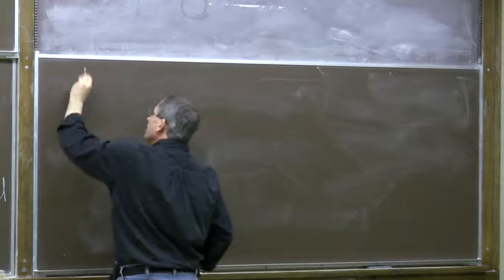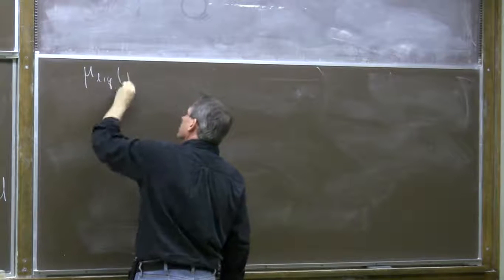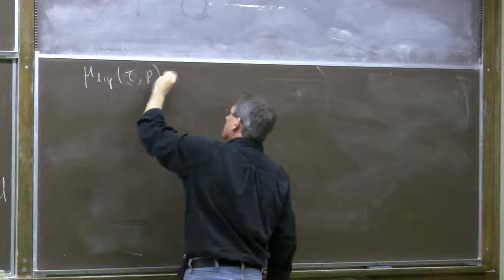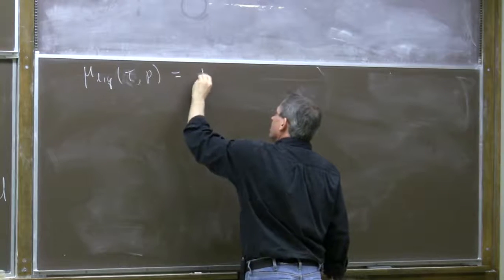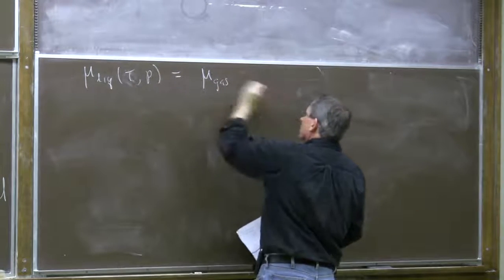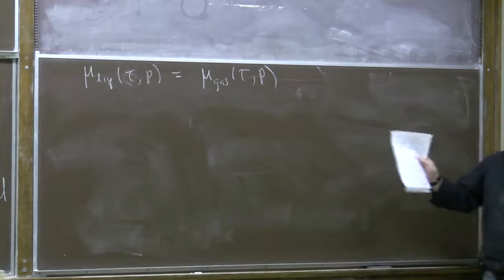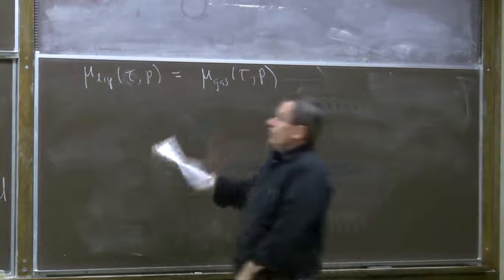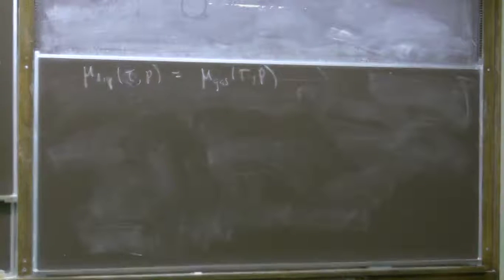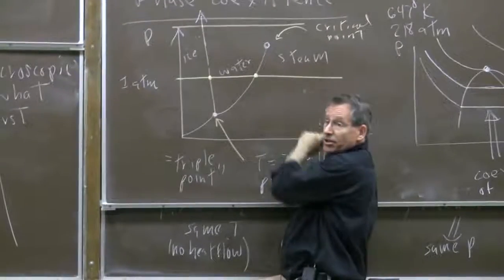Namely, the chemical potential of the liquid as a function of temperature and pressure matches the chemical potential of the gas as a function of temperature and pressure. So that's one condition on the two variables, temperature and pressure, and that condition will be satisfied generically on some one-dimensional curve in this two-dimensional space.